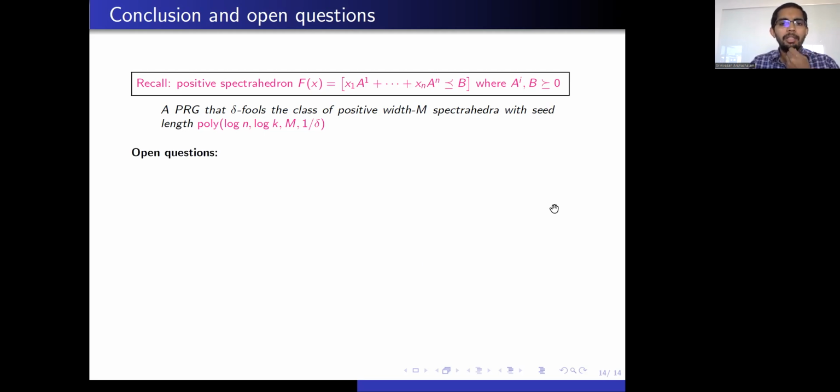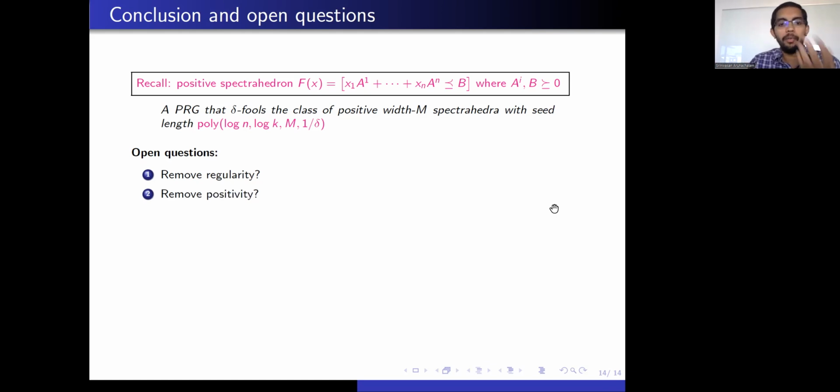Here are some open questions. I think there are some natural open questions. The first one is, can we remove regularity? After the work of Harsha, Klivans, Meka, there was this work of Servedio and Tan in 2017, where they loosened the notion of regularity in Harsha, Klivans, Meka, before a subsequent work of O'Donnell, Servedio, and Tan, where they completely removed regularity. Can we mimic the work of Servedio and Tan in 2017 for the case of positive spectrahedra? That would be the first interesting result. And maybe eventually, for just positive spectrahedra, can we completely get rid of regularity?